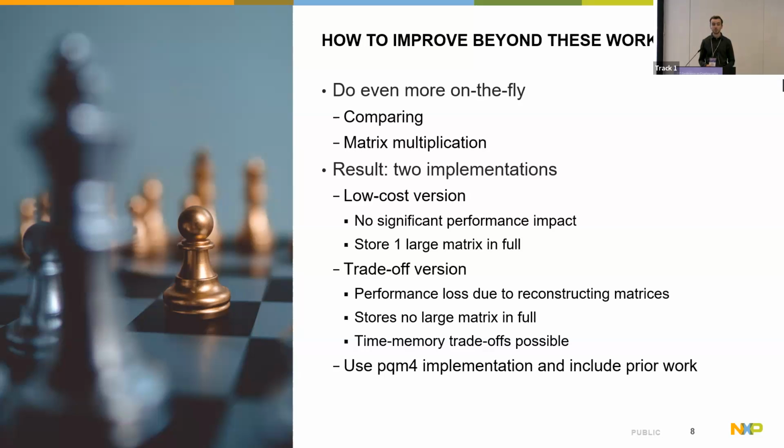Now we go even beyond this in our second implementation, because here we do not store any of these large matrices in full. But this will come at a significant cost for the performance, because this means you have to reconstruct matrices, and well, this just makes it slower. However, as I will show for this implementation, there are time-memory trade-offs possible, and this is why we call this version the trade-off version. Now, to realize these implementations, we use the PQM4 implementation as a baseline, and then we also include the ideas of these prior works.